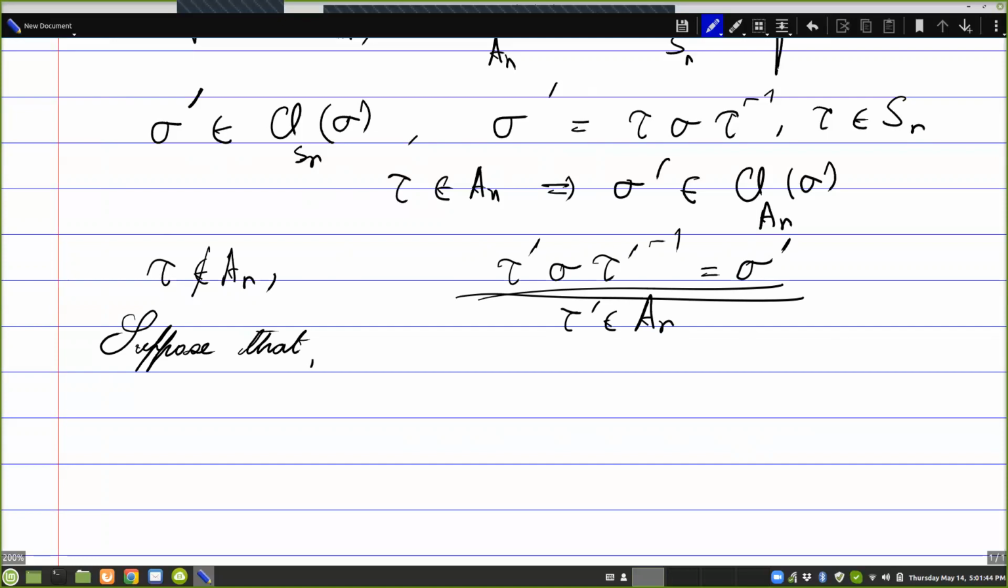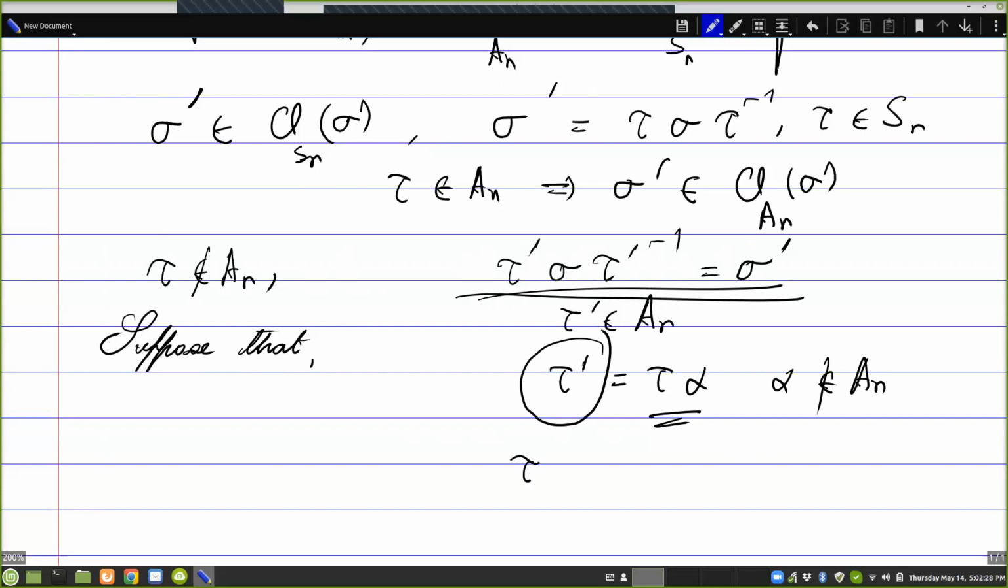So what is the most natural way to get an even permutation from an odd one? Simply, we would like to multiply it by an odd permutation, or in particular even a transposition will work. So if I can find an odd permutation alpha not belonging to An, and we multiply tau by alpha, then what we will get is an even permutation, right?